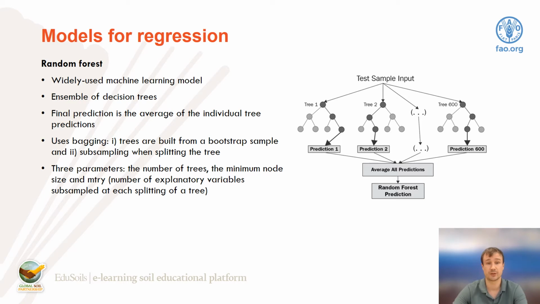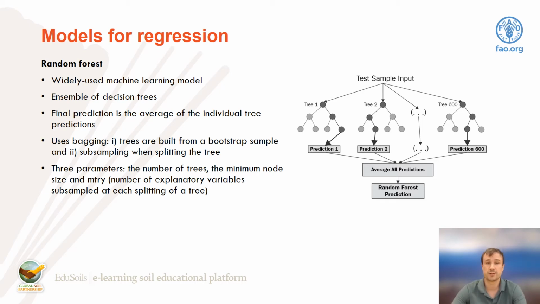So we have to decide on three parameters when we fit a random forest model. The first parameter is, of course, the number of trees. The second is the minimum node size. This parameter decides when we stop the splitting of the tree because there is not sufficient data to split more. And finally, the last parameter is called mtry. Mtry is the number of explanatory variables, the spectra, that we will randomly subsample at each splitting of the tree.